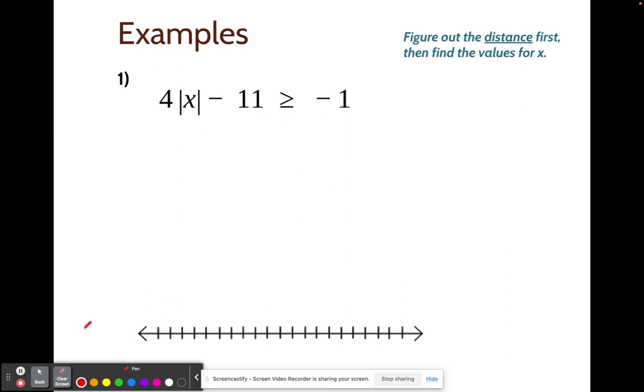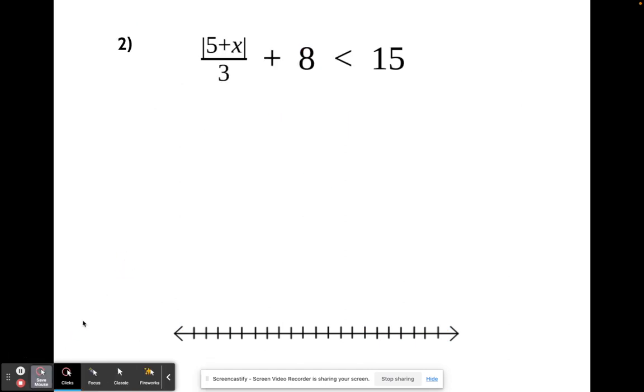Let's try another one. The bell always likes to ring when I'm in the middle of these.